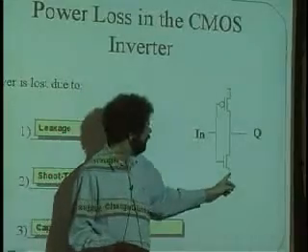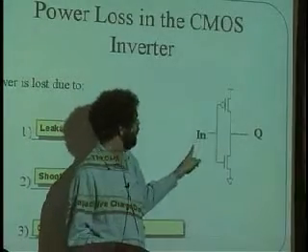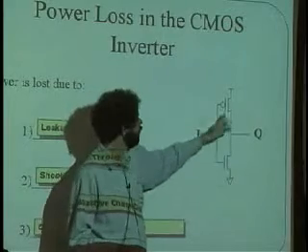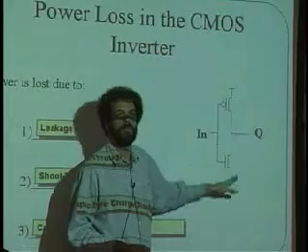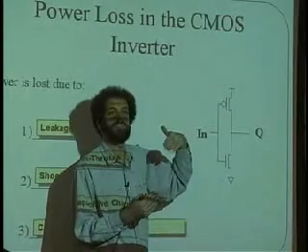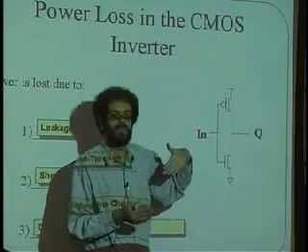What's supposed to happen when this is low, the top transistor is on. And when it's high, the bottom transistor is on. So we go from having this switch closed and this one open to this switch open and this one closed. But for a short time, both of the switches are closed. And they're kind of switching from being closed to open.